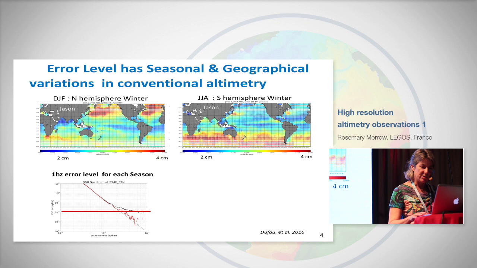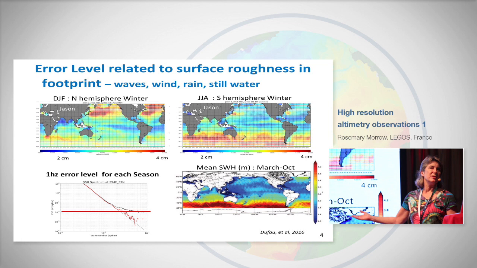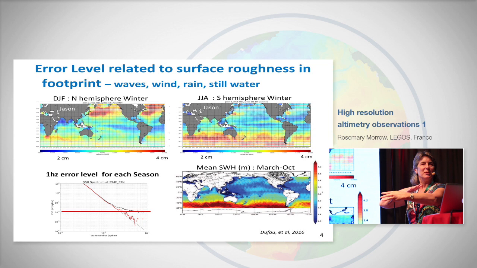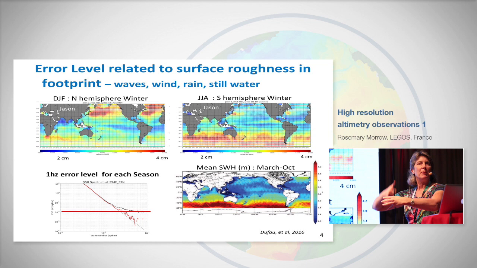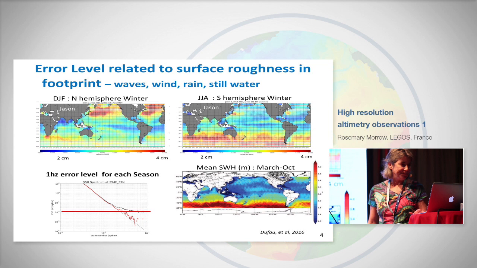And as Pierre-Yves also mentioned, there is a very strong link between the error that we're measuring and, for example, the surface waves and the surface roughness, because it's integrated over a particular footprint. And so it's the surface roughness or inhomogeneities in the surface roughness that are really bumping up the noise or lowering it down. And of course, you get very strong waves in winter and it gives us a very much stronger noise level.